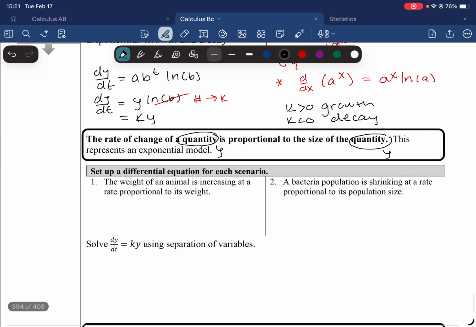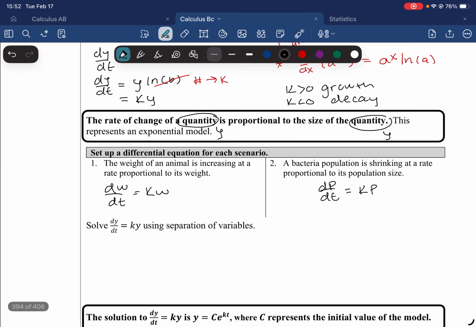Number 1 says, set up a differential equation for each scenario. The weight of an animal is increasing at a rate proportional to its weight. So a weight of an animal increasing at a rate, we know that's dw dt. Proportional to its weight, so we know we're using the constant k times a quantity. So this is going to be k times w for weight. Number 2 says a bacteria population is shrinking at a rate proportional to its population size. So we're going to have dp dt, p for population this time, is equal to k times p.